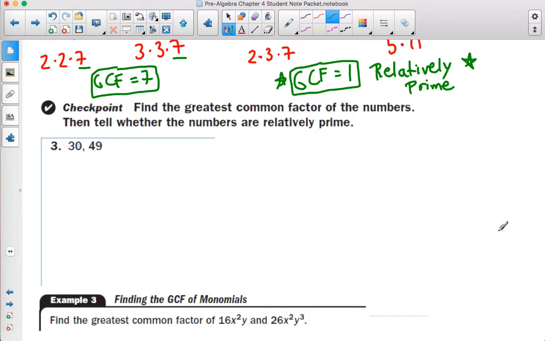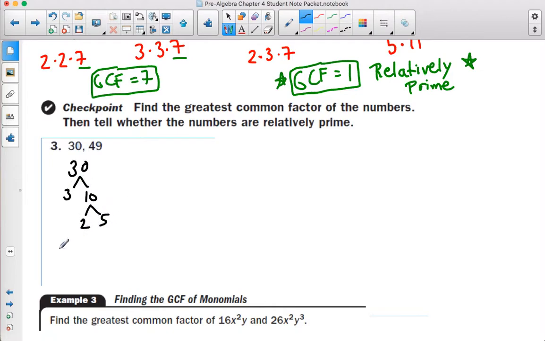Okay, welcome back. Let's try using our new tool of making a factor tree and picking off the common factors and then multiplying. So 30, I know it's 3 times 10, so let's just do that. You could also do 2 times 15, it doesn't matter. 10 is 2 times 5, so I'll write it as 2 times 5. And now I have it.